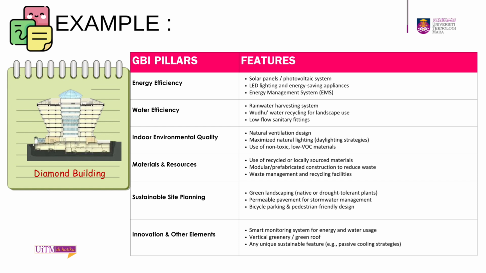Modular, prefabricated construction to reduce waste. Waste management and recycling facilities. Sustainable site planning: green landscaping, native or drought-tolerant plants, permeable pavement for stormwater management, bicycle parking and pedestrian-friendly design. Innovation and other elements: smart monitoring system for energy and water usage, vertical greenery, green roof. Any unique sustainable feature, e.g., passive cooling strategies.